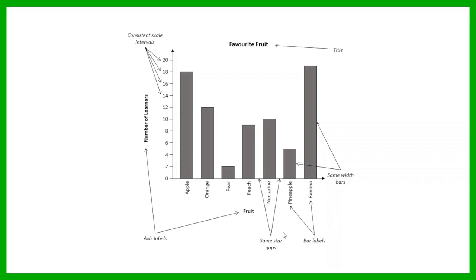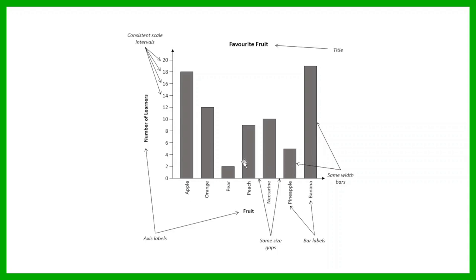And so when you're drawing your bar graph, make sure you label everything. Your graph has to have a title, your axes need to be labeled, and you need to make sure that your scale over here is labeled and all the bars are labeled. The scale needs to be consistent with consistent intervals.